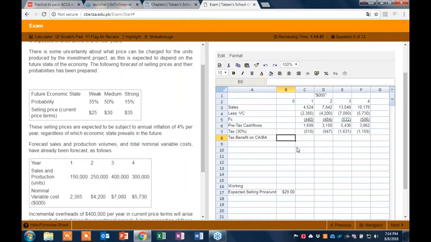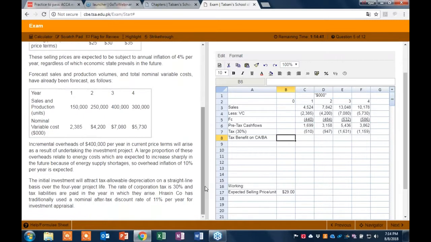Okay, now the tax benefit on capital allowance will be on a straight line basis. So it means that we will be receiving tax benefit equally every year. So for that, we first need to calculate tax depreciation for the year, and then we'll take 30% of that tax depreciation and include it as our tax benefit. And whatever we do for the first year, we'll just simply copy paste it for the rest of the years, as on a straight line basis the benefit will be the same for every year.